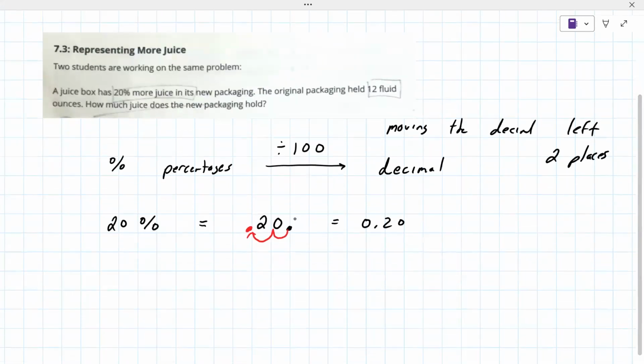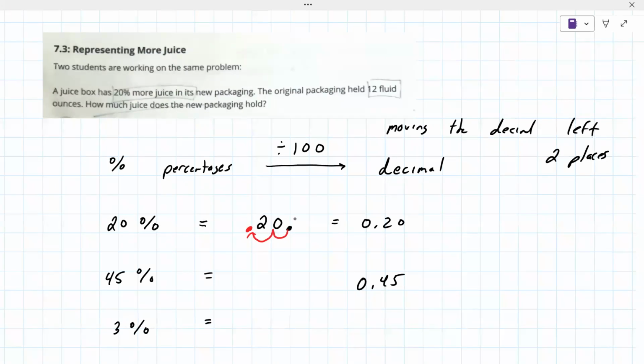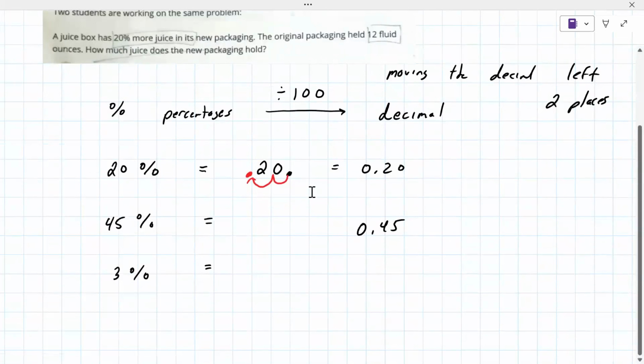Okay. So what is 45% as a decimal? 0.45. Good. Now what about 3% as a decimal? 0.03. Very good. So I'm going to show that just in case you want to look at it later. Move the decimal left once, twice. You fill in those missing spaces with zeros.